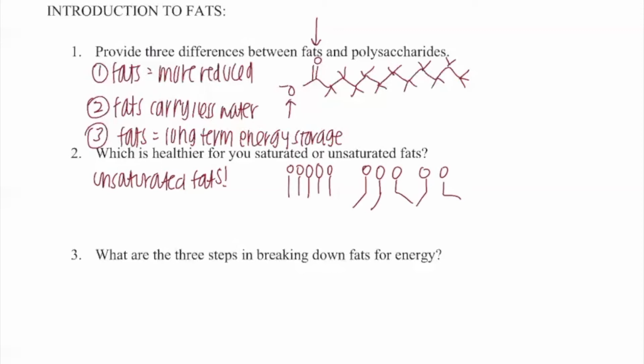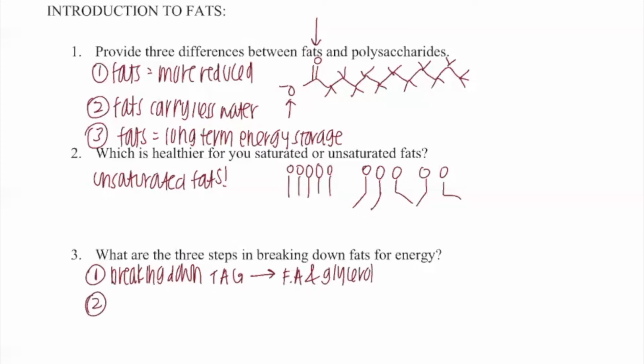And now, for the last question, what are the three steps in breaking down fats for energy? So our first step is going to be breaking down the fats, and in our body, we usually see fats as triacylglycerols, or TAGs, right? So we're going to break down the TAGs into its basic components, right? So breaking down TAGs into our fatty acids and our glycerol backbone, all right?